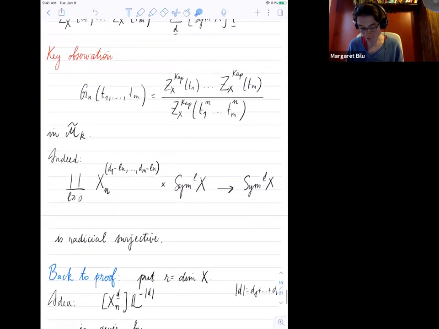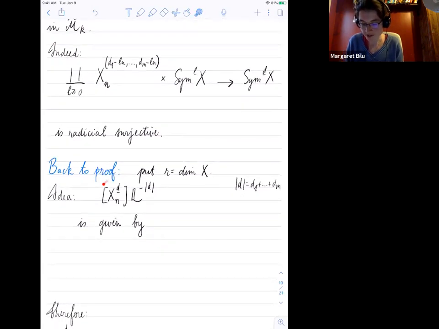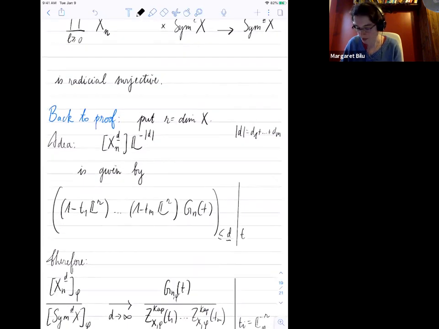And so now if we go back to the proof, the idea is that if I put R equal to the dimension of X, then how do I recover X and D? Well, renormalized by some power of L, but that's not a big deal. I'm going to take its generating function and multiply it by the following factors. I just have one factor for each variable times the generating function. And then I truncate the whole thing at the multi-degree d. So I keep all the terms with multi-degree at most d, and then I evaluate the whole thing at t1 equal to tm equal to L to the minus R.